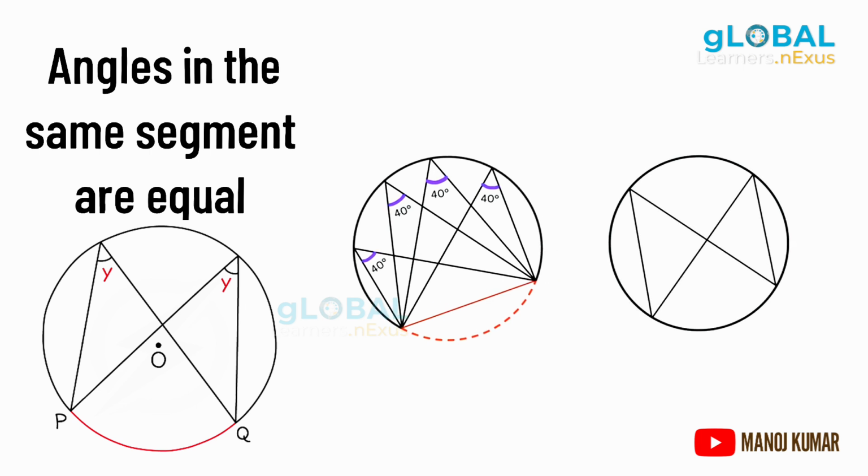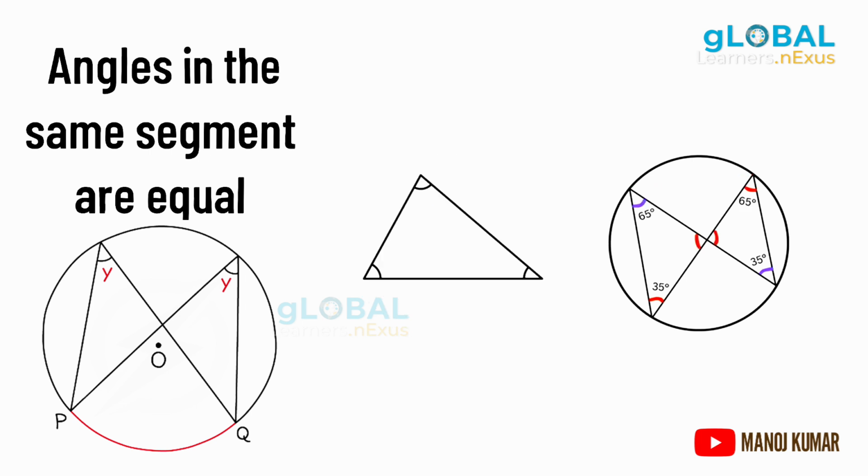Now, here's a question. If this angle is 65 degrees, and this angle is 35 degrees, then what will be the value of all of the remaining angles? It's easy, right? This is 65 degrees. So, this angle will also be equal to 65 degrees, because angles subtended by the same arc are always equal. Similarly, if this angle is 35 degrees, then this will also be equal to 35 degrees, following the same theorem. Now, the sum of all angles in a triangle is 180 degrees.